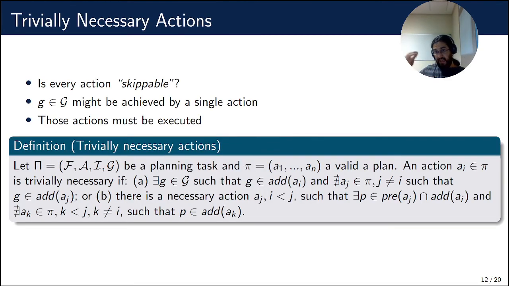Now we can clearly identify some actions that cannot be skipped from the plan if we want to achieve the goals of the planning task. If a goal fact only appears in the added effects of one action of the plan, we know that that action cannot be skipped because we wouldn't achieve that goal. And now, since this action is necessary, its preconditions must also be met. In this way, we recursively define actions that can be trivially identified as necessary.